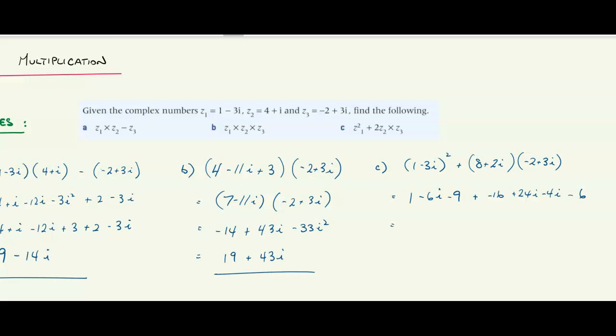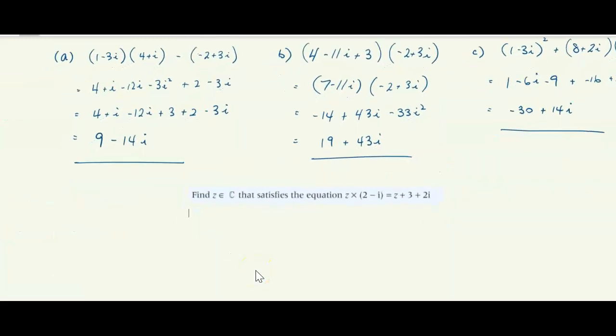Alright, so let's put our real parts together. 1 minus 9 is negative 8. Negative 8 minus 16, negative 24. So I end up with negative 30 minus 6i plus 24i minus 4i, which is plus 14i.